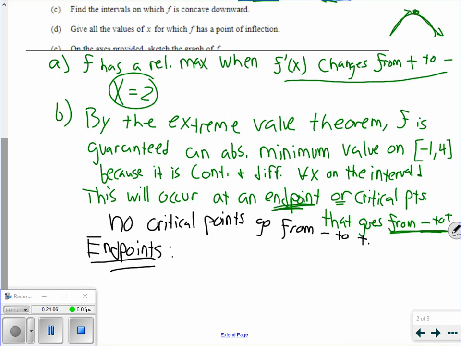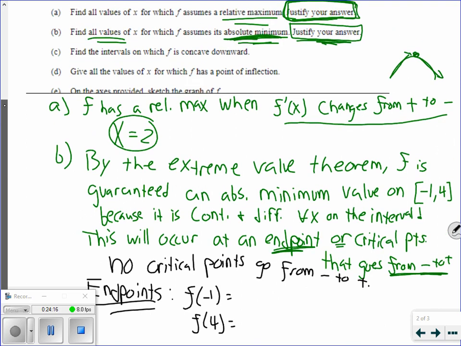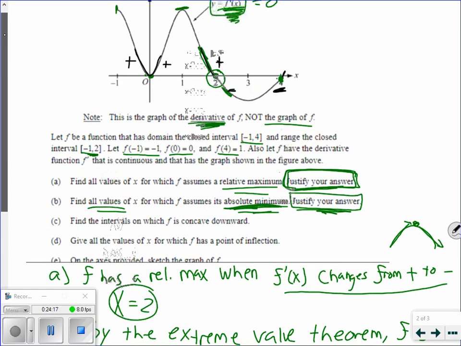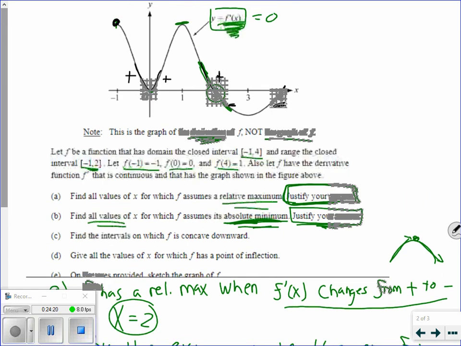Okay, the endpoints will be f of -1 and f of 4. Now, here's the cool thing. Please do not make this mistake and go over to -1 and say this is the value of -1 and this is the value of 4. This is the derivative function, not the original. So how do we figure out the values of -1 and 4?